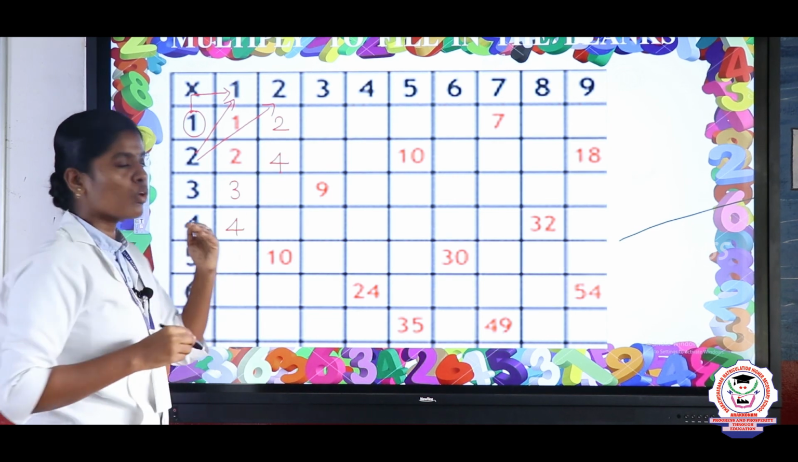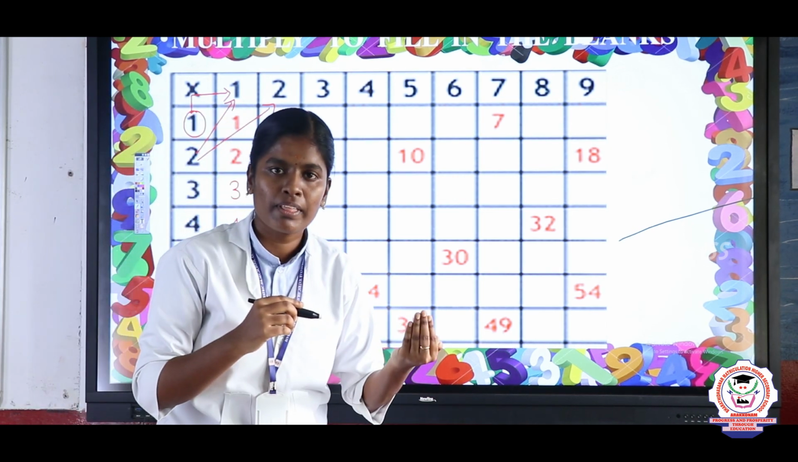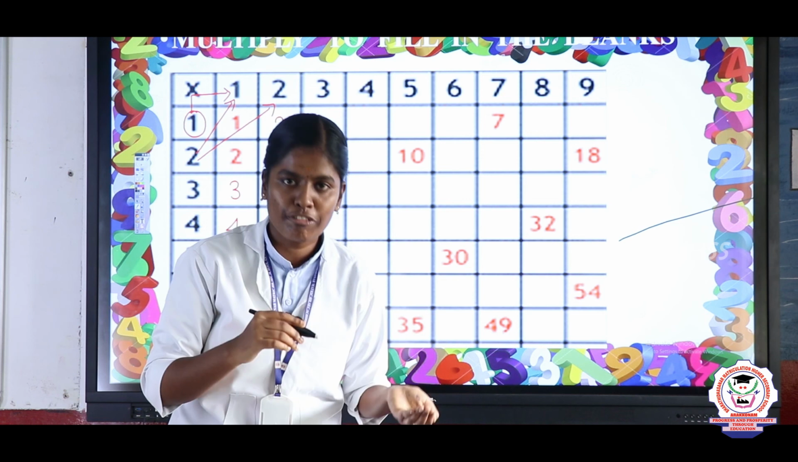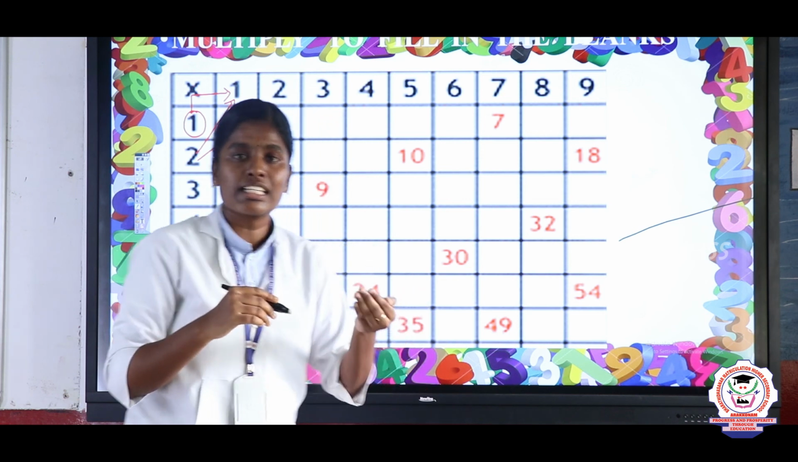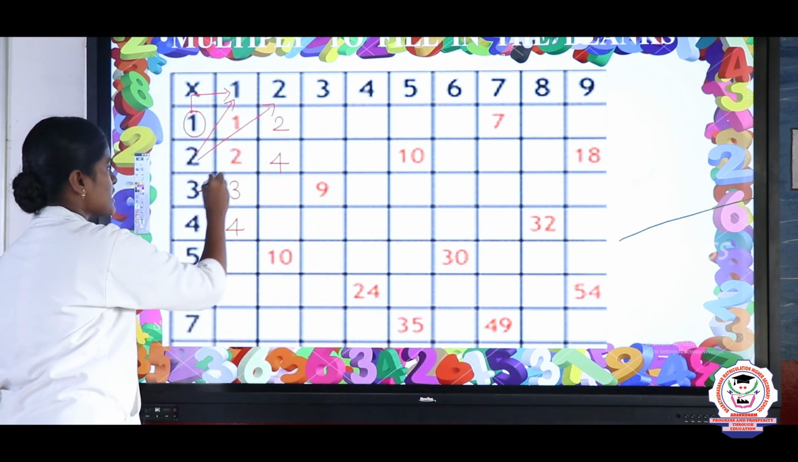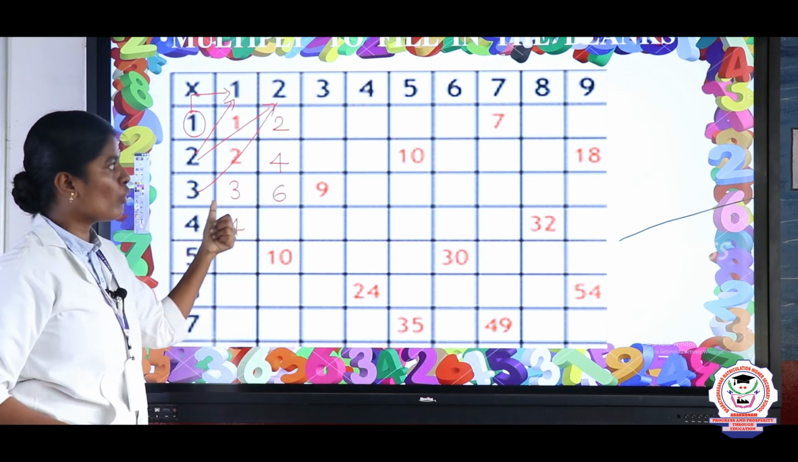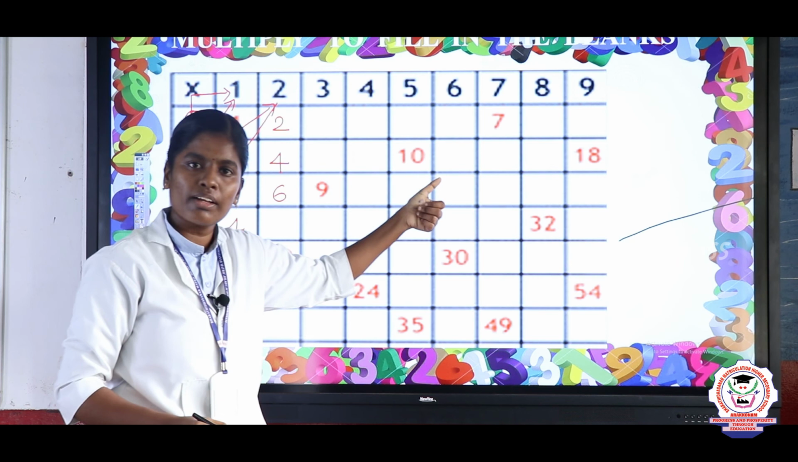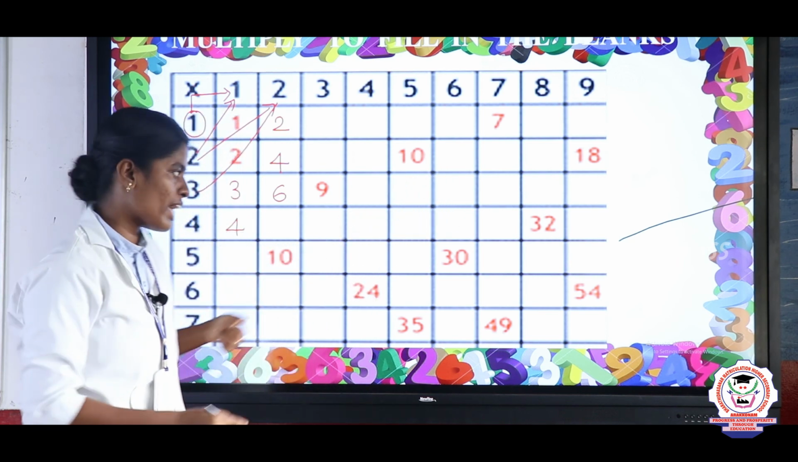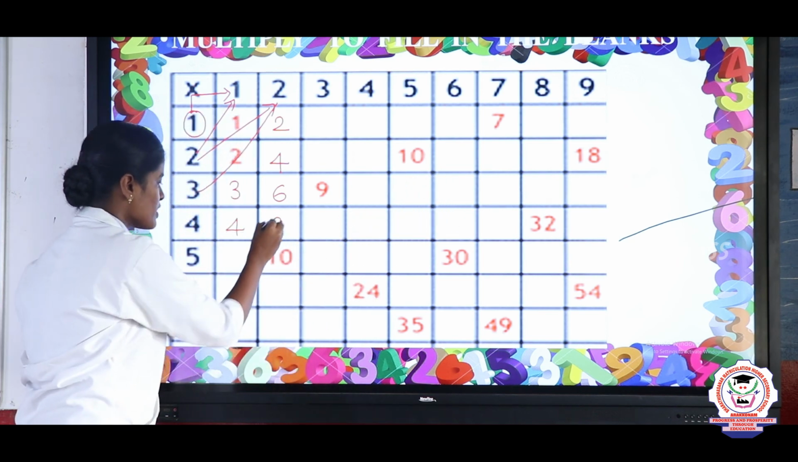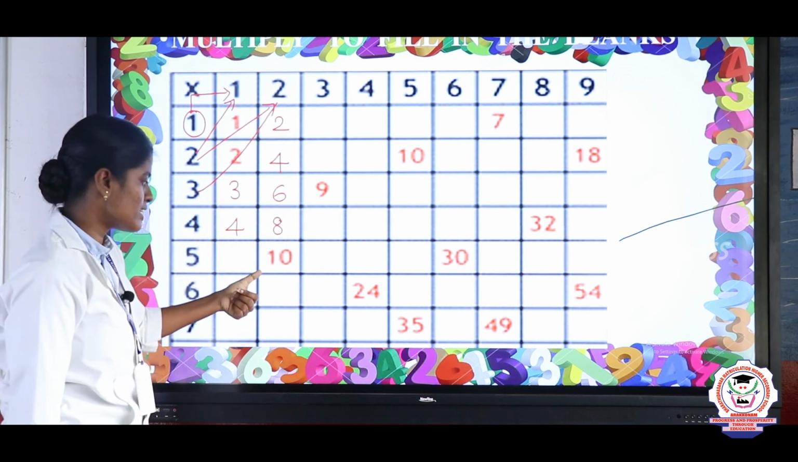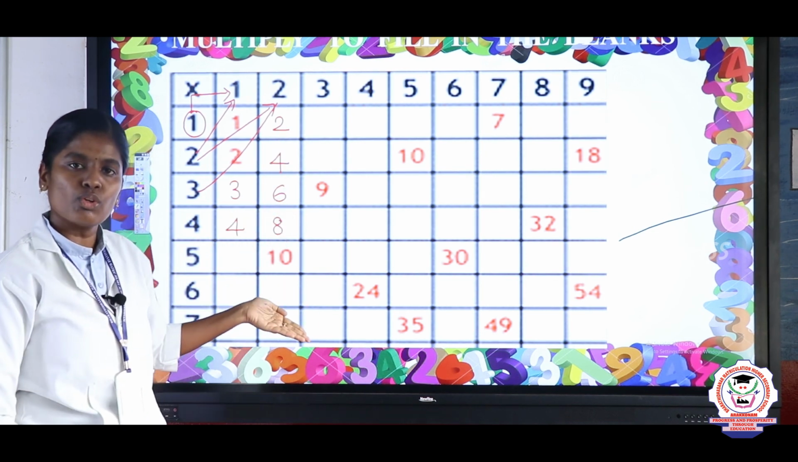Then tell me, Nikita, what is the answer? 3 twos are. Yeah, that is 3 times of 2. So the answer is 6. 3 twos are 6. Next one, 4 twos are. So 4 twos are 4 times of 2. So the answer is 8. The next one is 5 twos are, the answer is 10. Remaining you have 2 rows, just you will do.